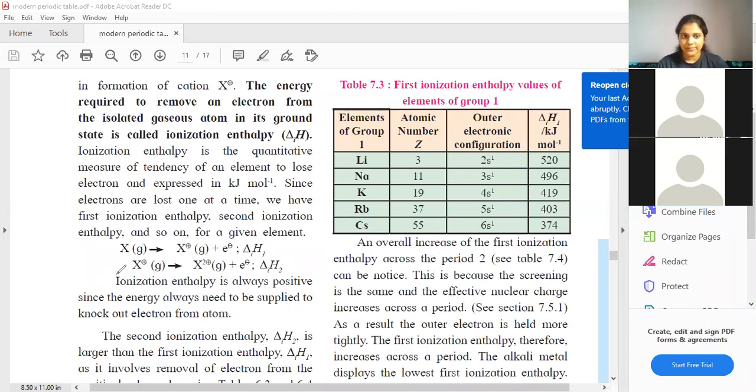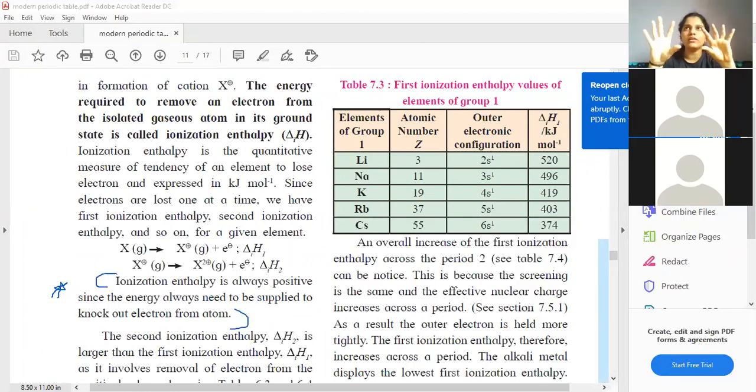And this next statement, mark this next statement also. Mark it, underline it, put a star mark. What is written? Ionization enthalpy is always positive since the energy always needs to be supplied to knock out an electron from an atom.